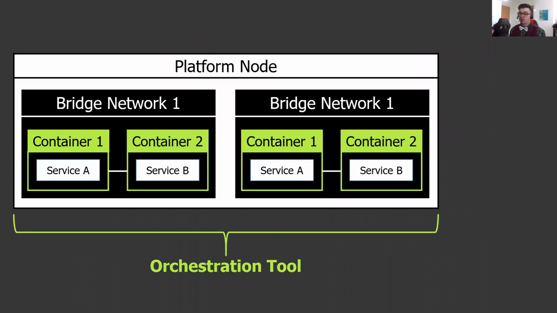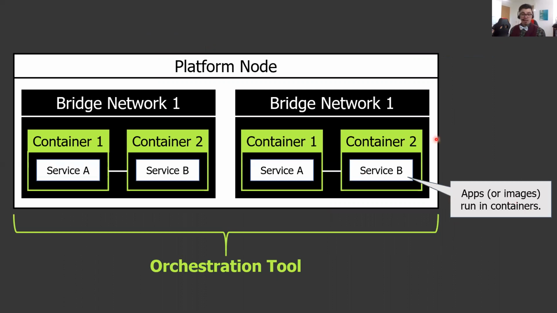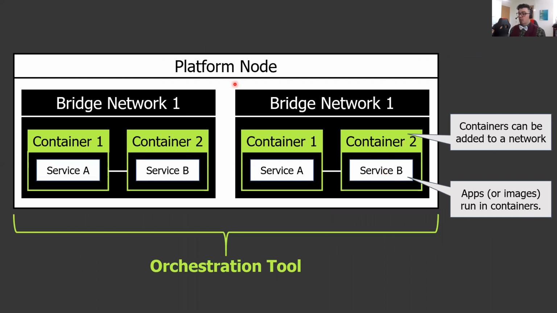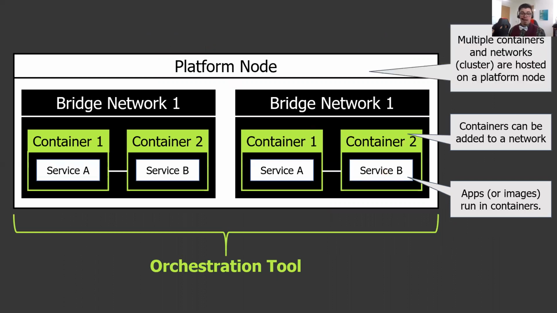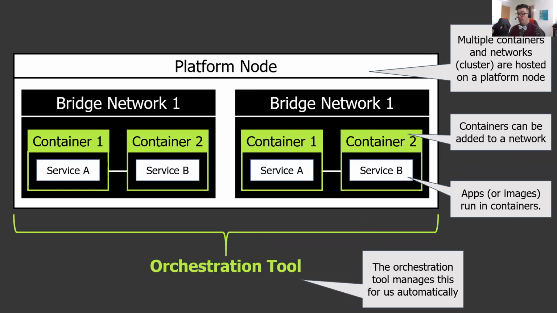And what they tend to look like is this. We tend to have our apps run in a container, like a service. We add those to a network to allow them to talk to each other. And they're all hosted on one or multiple platform nodes. So you'll have your big platform node, your big sort of Docker. You'll have little networks within that and then little components. And those are all run by an orchestration tool.